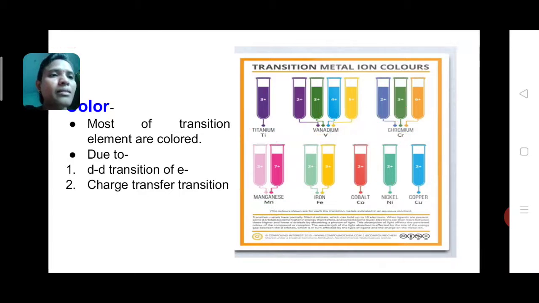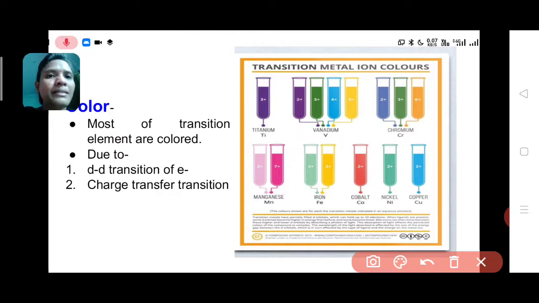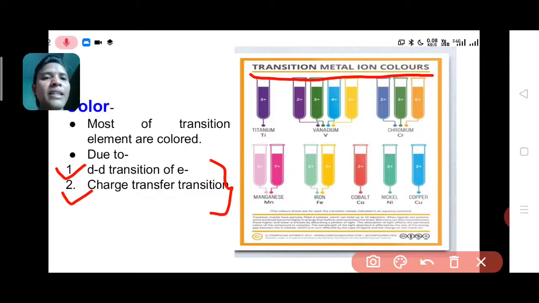Now see, these transition elements show different types of color because of two reasons. First reason is d-d transition of electrons, and second reason is charge transfer transition. So by these two phenomena, the transition elements show colors. Now we will see one by one the d-d transition of electrons and charge transfer transitions.